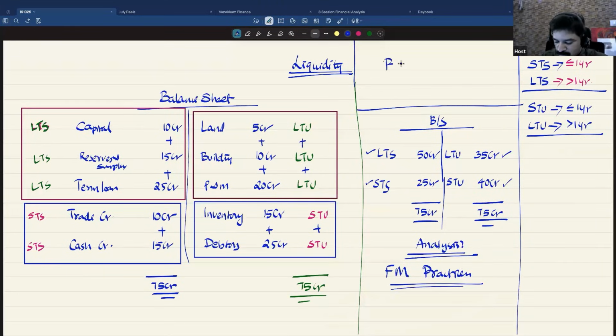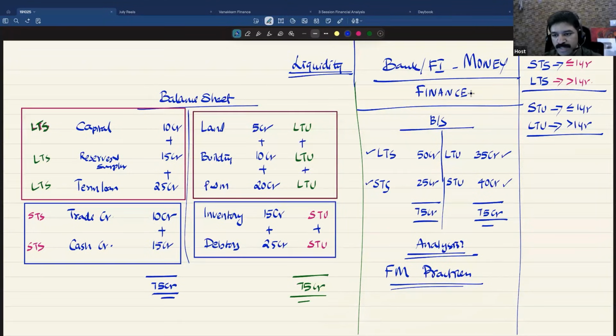See, banks, financial institutions, what is the product they are selling? Can you tell me? Are they giving any tangible goods? Are they giving any services? No, they are selling only one product. What is that product? They are selling money. They are not giving you any other product. They are giving you money. It means they are giving you finance. So they are interested in knowing whether you are capable of managing this finance or not.